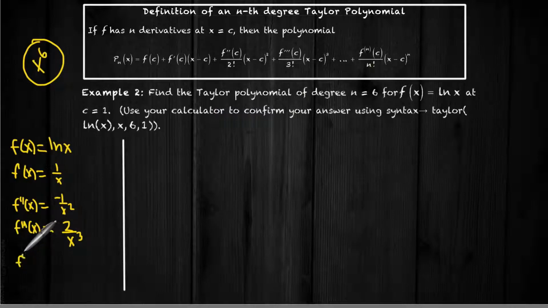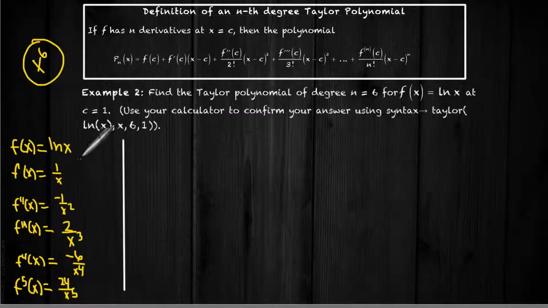And then the fourth derivative is going to be negative 6 over x to the 4th. And then the fifth derivative we'll put here. And that's going to be positive 24 over x to the 5th. And then the last derivative we'll put here, and that is going to be the 6th derivative. And that's going to be negative 120 over x to the 6th.